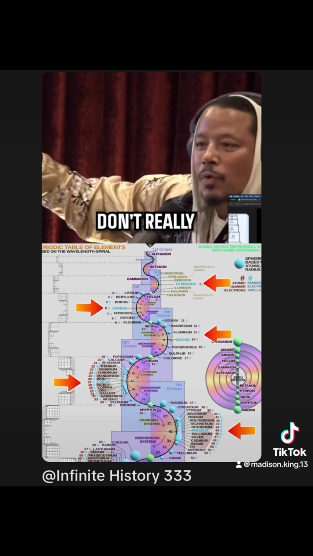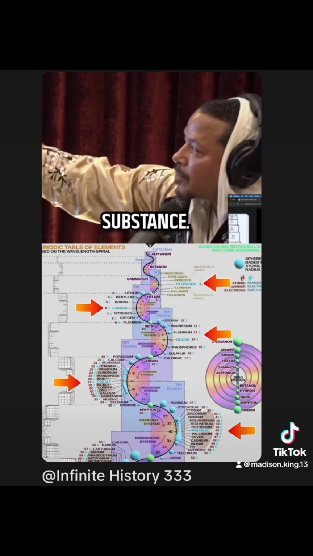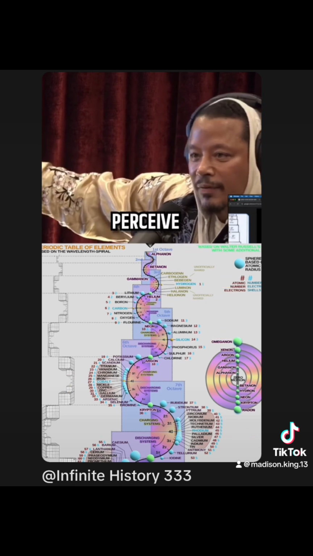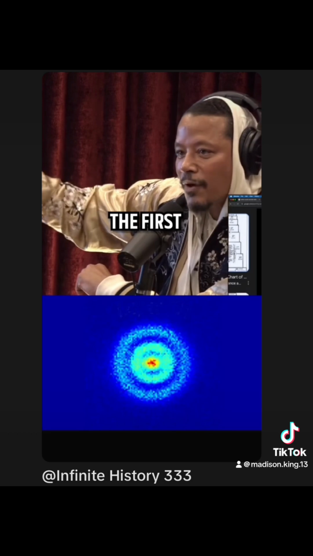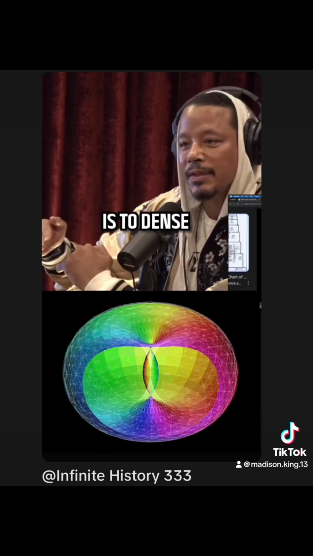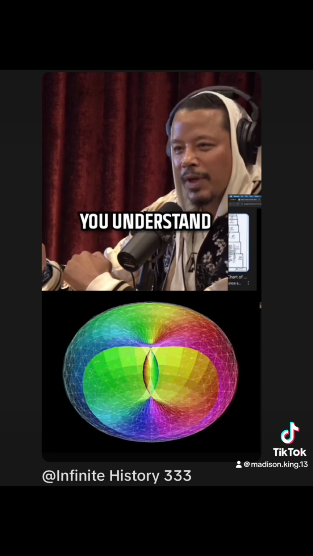So those things don't really exist. It's only one substance. Now the problem is the first thing that we're able to perceive is hydrogen. That's the first visible element, because before it is too dense for us to perceive. You understand what I'm saying?